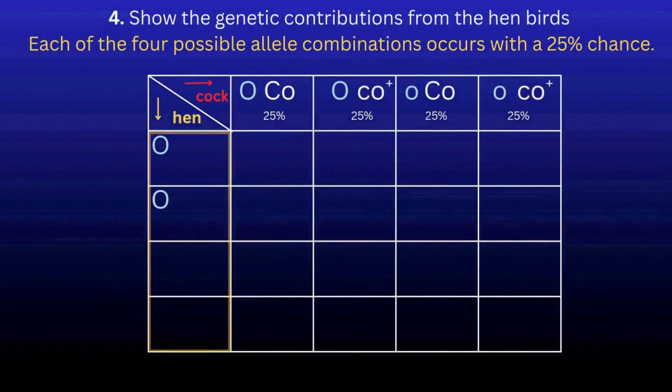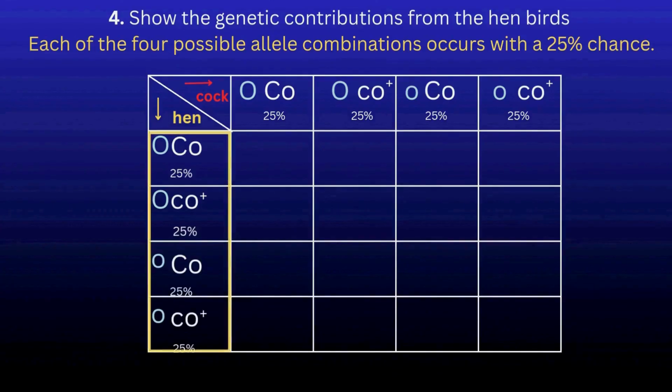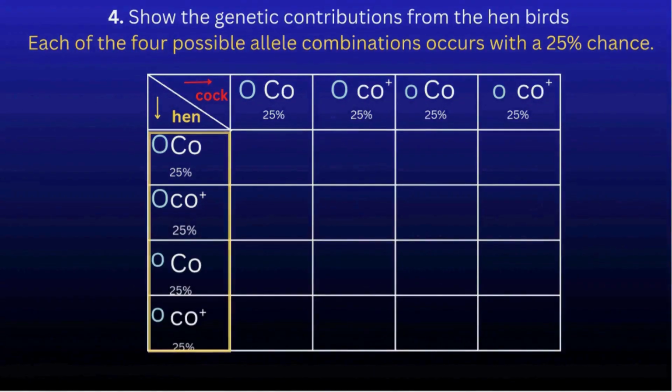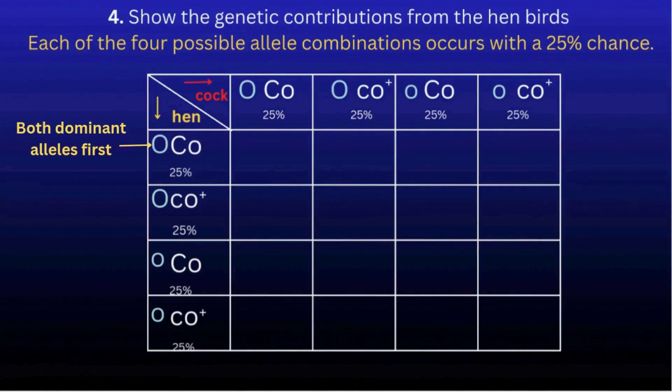Down the first column, she shows the genetic contributions from her hens. Once again, each of the 4 possible allele combinations occurs with a 25% chance. She starts at the top of the box with both of the dominant alleles first, working down the boxes so that both of the recessive alleles are last. Again, it is important to be methodical, especially when, as in the case here, the capital and lowercase letters look very similar. Exaggerate the differences if you need to.